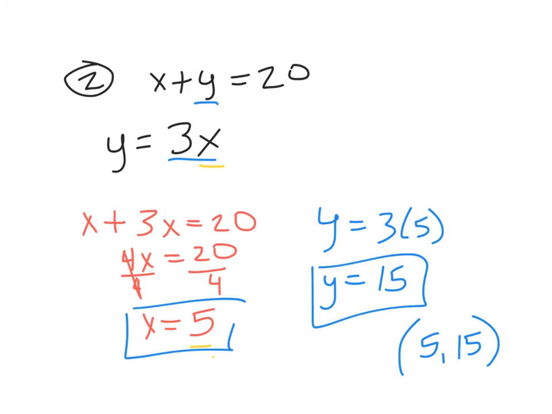I'll take either answer. You can have x equals 5, y equals 15, and circle them, or you can write the point. Either way is fine. But you need to know that those are the two ways you would write it. Good? Everybody got that? All right.